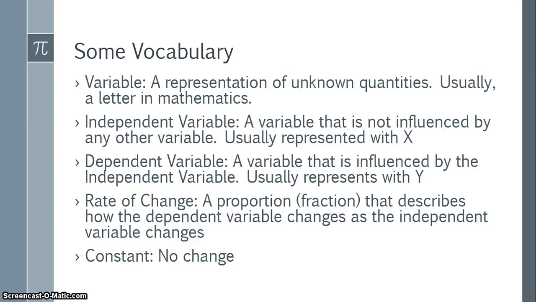So a variable is a representation of unknown quantities, and we usually represent it with a letter. The independent variable is a variable that's influenced by nothing, and we usually represent it with the letter x. The dependent variable is a variable that's influenced by the independent variable, and we represent it with the letter y.